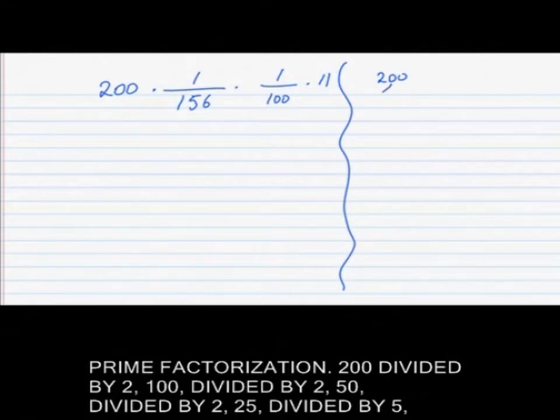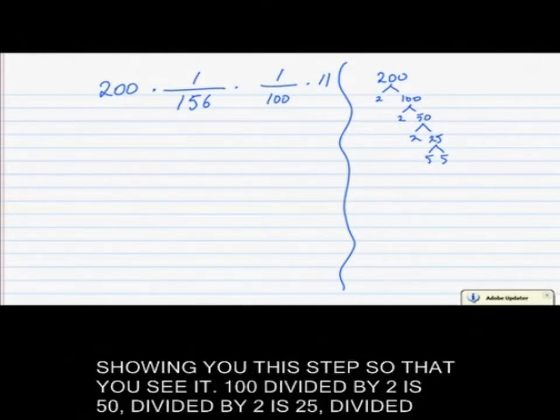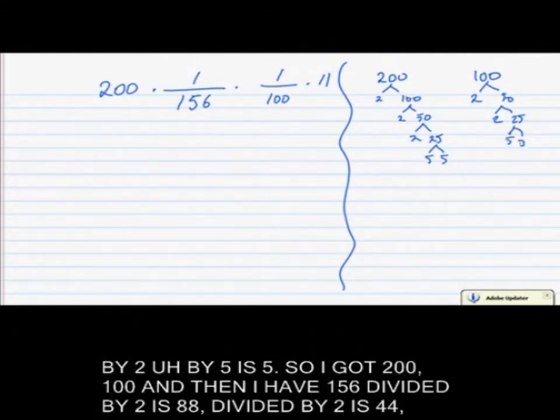200 divided by 2 is 100. Divide by 2, 50. Divide by 2, 25. Divide by 5, 5. This method will work. You could have gone and said 200 divided by 100 is 2, but I'm just showing you the steps so that you see it. 100 divided by 2 is 50. Divide by 2 is 25. Divide by 5 is 5.